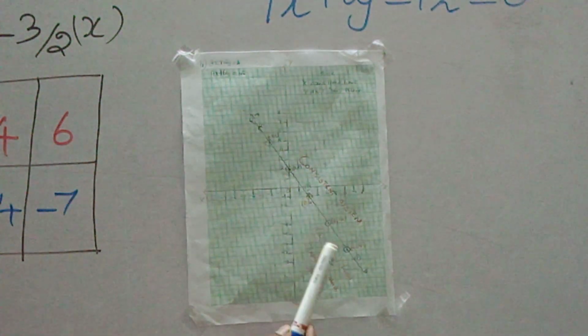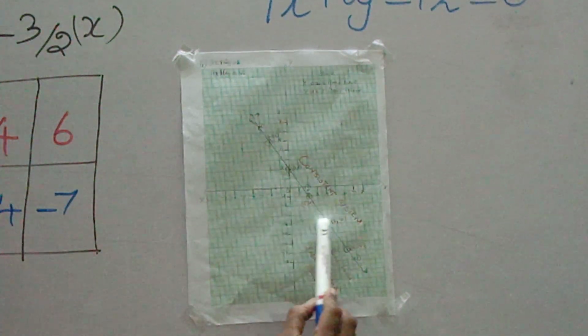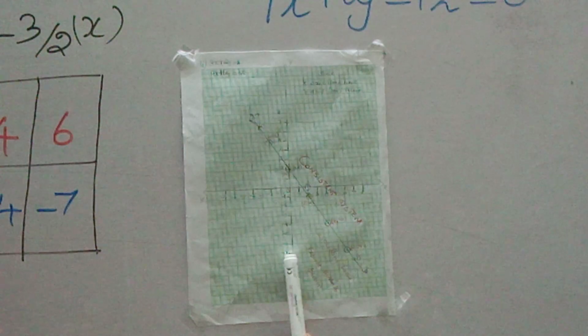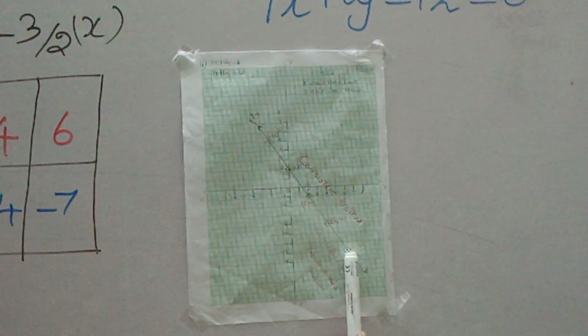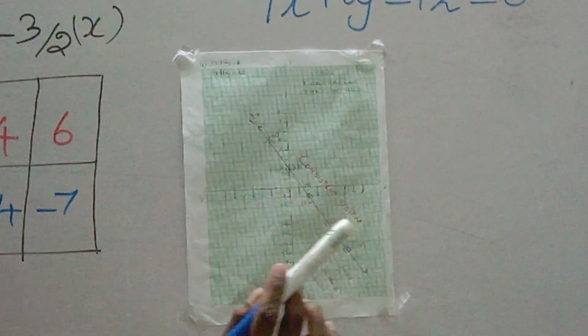Next, 4, minus 4. X-axis 4, y-axis minus 4. So we moved to this place. Next, x is equal to 6, y equal to minus 7. Intersecting point. So, at this point, what should you do? Put a dot, round it and join them. You are getting a straight line.